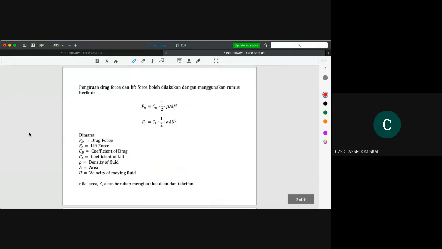From the experimental works and from dimensional analysis, I think you already learned about dimensional analysis in fluid mechanics 1. We actually can estimate the lift force and the drag force from experimental work. I'm not going to teach about dimensional analysis and so on. But the basic equation that you need to understand is that from experimental work, we could calculate the drag force and the lift force by using this equation.